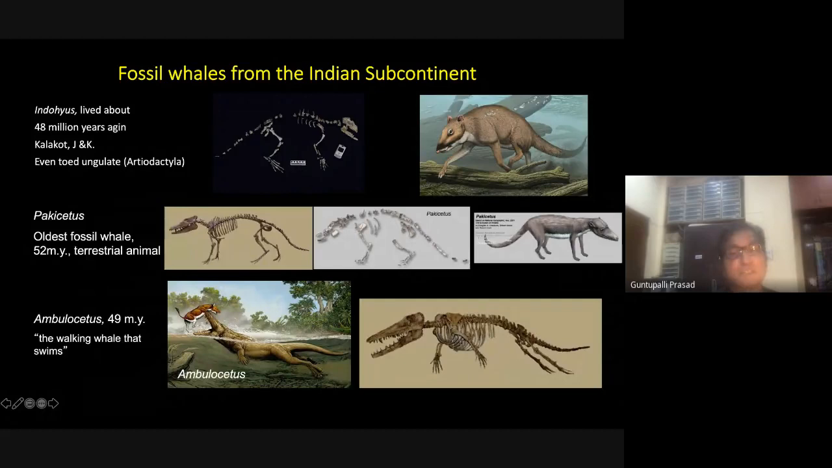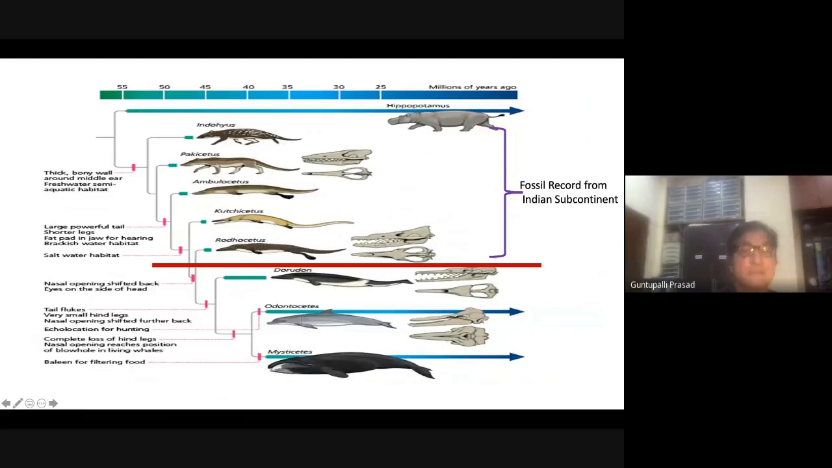So there are a number of stages, like Indohyus, the sister group of the whales, the earliest whale Pakicetus, then the next stage Ambulocetus, and then Rodhocetus and Kutchicetus. These are all the various stages of whale evolution. Initially it's mainly terrestrial but partially aquatic, later it became more aquatic, and then Rodhocetus are fully aquatic animals. These fossils were found in the Eocene rocks of India and Pakistan. So the Indian subcontinent was the center of origin for the whales.